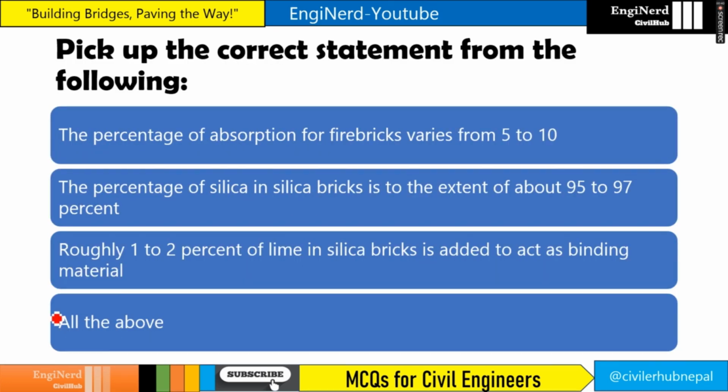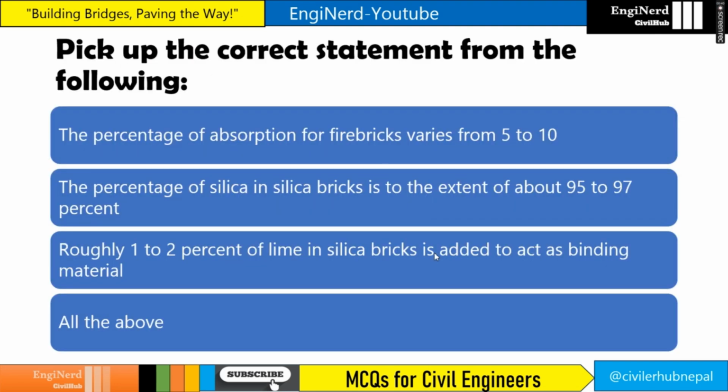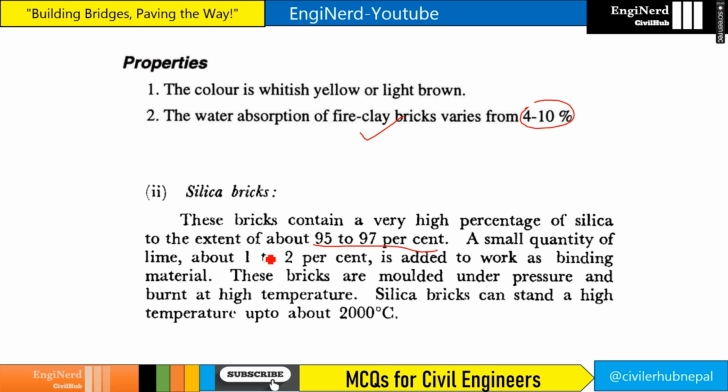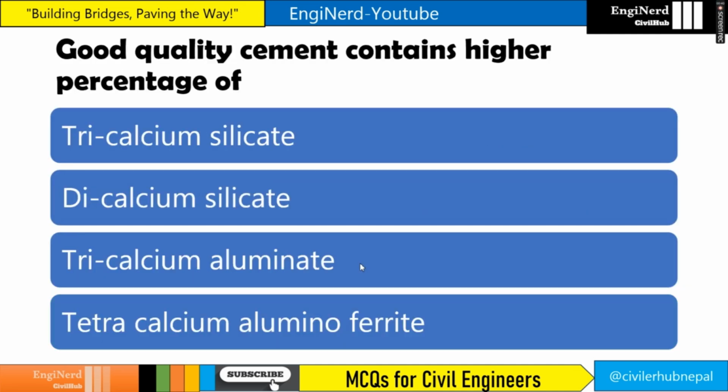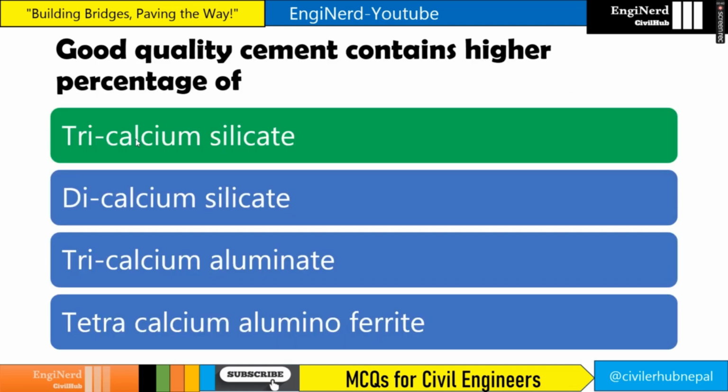The percentage of absorption for fire bricks varies from 5 to 10, and the percentage of silica in silica brick is to the extent of about 95 to 97%. Roughly 1 to 2% of lime in silica bricks is added to act as binding material. All of the above. The answer is all of the above. If you see here, water absorption is 4 to 10%, and the silica content is 95 to 97%, right? And so roughly 1 to 2% lime is added. So the answer is all of the above. Good quality cement contains a higher percentage of what? Tricalcium silicate. The answer given is tricalcium silicate.